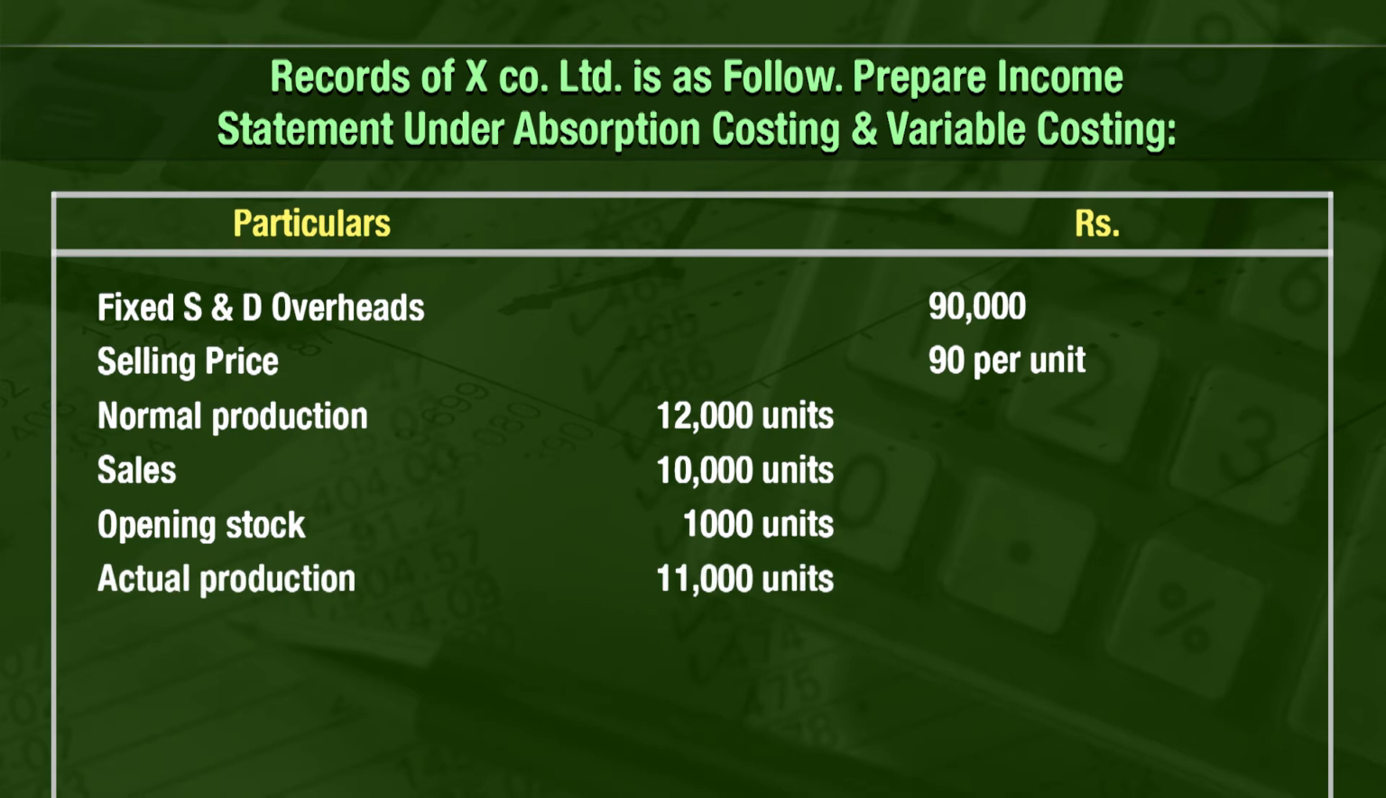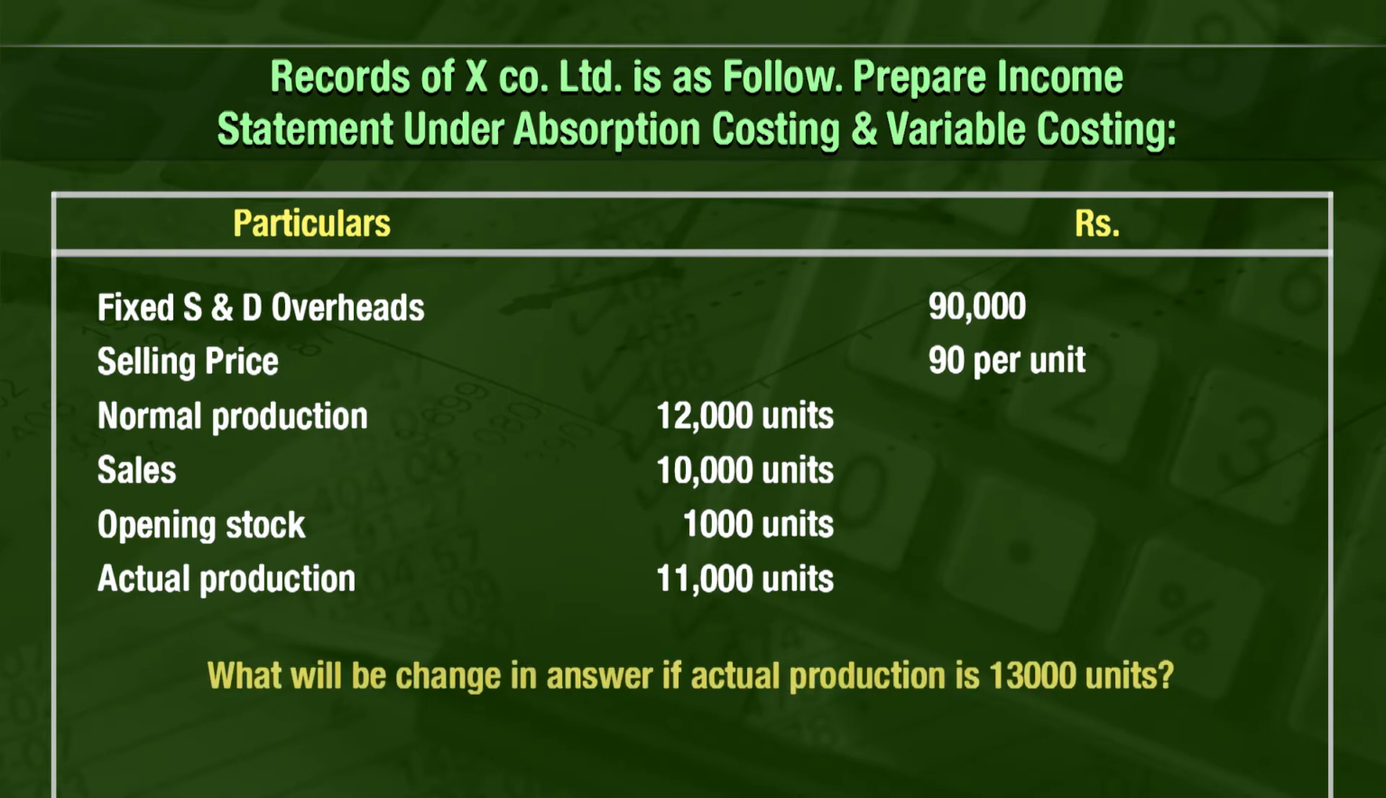Let us have another option also. If your production is 13,000 units, will there be any change in your profit? To explain the concept of under recovery, we will take actual production of 11,000 units, and to understand the concept of over recovery, we will take the production of 13,000 units.